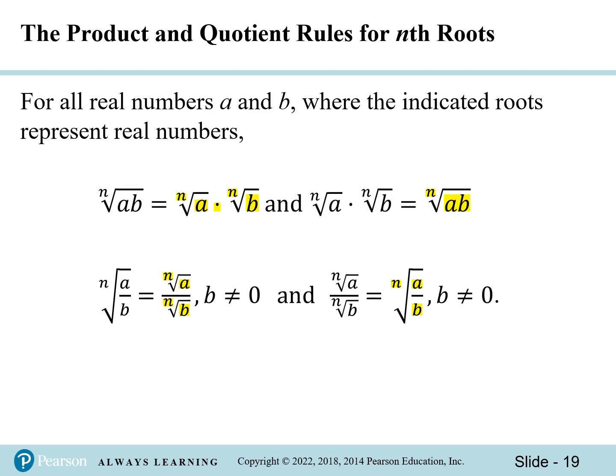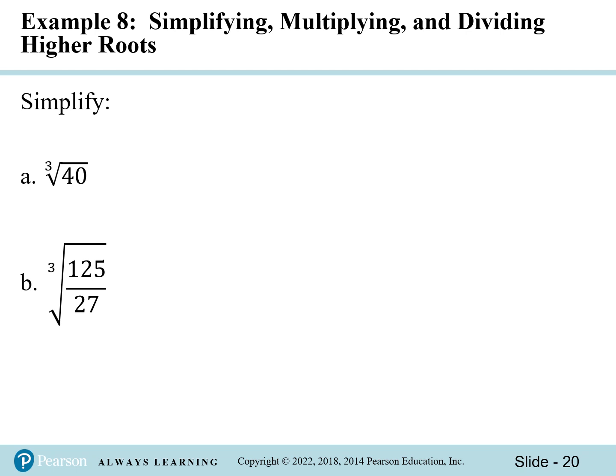Just like with square roots, as long as the index is the same and it's multiplication, we can put it under the same radical or separate it. And the same thing with division. We can separate them or put them under the same radical, whatever works best.